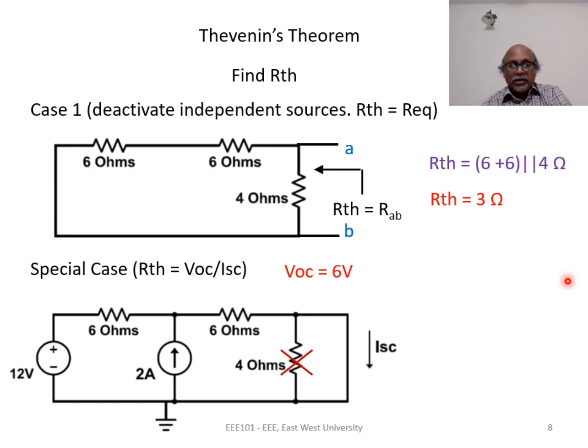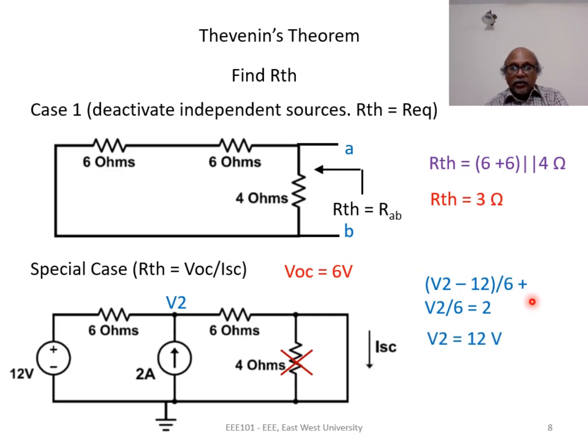There are many different ways to calculate ISC. You can use mesh analysis, you can use source transformation, and so on. I will apply nodal analysis. So I have grounded node B and I apply a voltage V2 to this node where 6 ohms, 6 ohms and 2 ampere are connected. 4 ohms is gone, so two resistances are connected at V2 voltage and a current source is also present. Writing the node equation, we solve that V2 is equal to 12 volt.